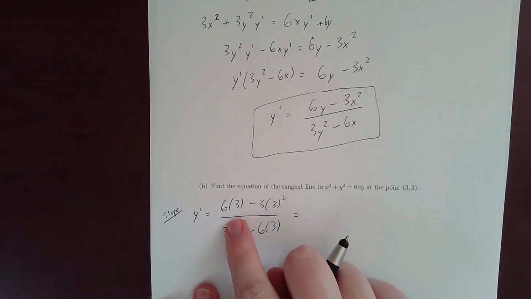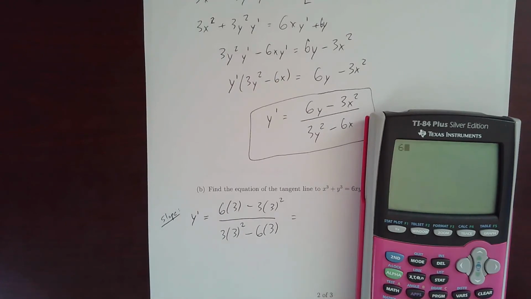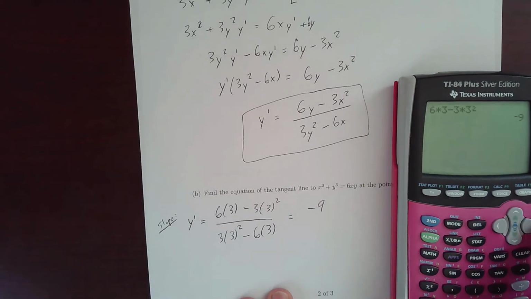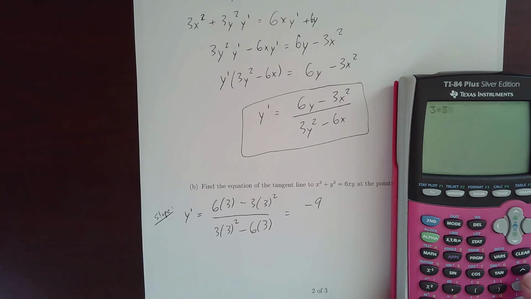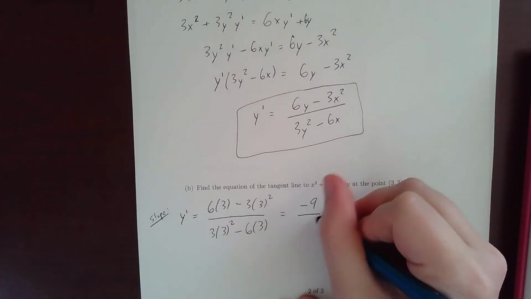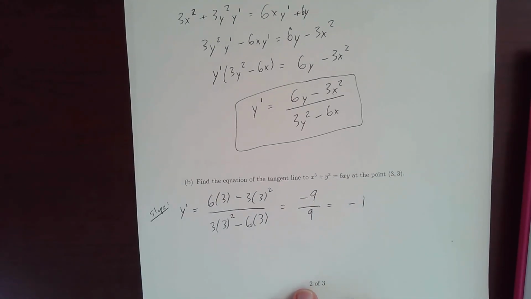And so if we take in the numerator, 6 times 3 is 18, minus 3 times 3 squared, we get negative 9. And then in the denominator, if we take 3 times 3 squared minus 6 times 3, well, that's just going to be a positive 9. And so we'll get negative 1 as the slope.